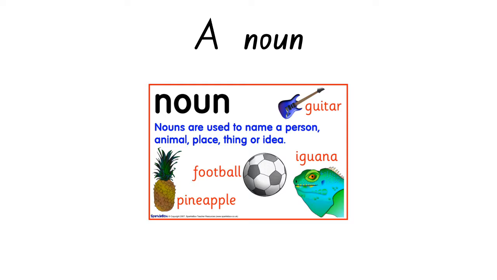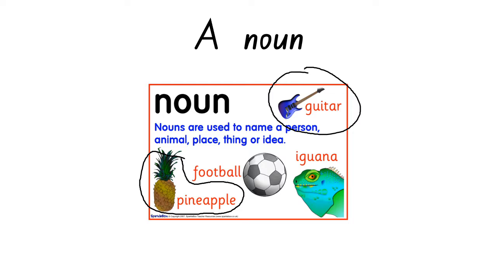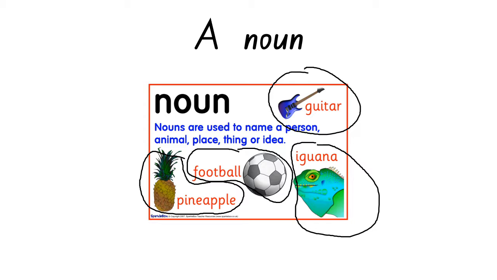Each of our sentences needs to have a noun. Nouns are used to name a person, an animal, a place, a thing, or an idea. Each of our sentences needs to have a noun, otherwise our sentences do not have correct structure. So remember, every time you write a sentence, your sentence needs to have a noun, just like the pictures in our slide in front of us of the guitar, the pineapple, the football, or the iguana. All these are nouns that we can use in sentences, but there are many more, and we will use one in our sentence today.